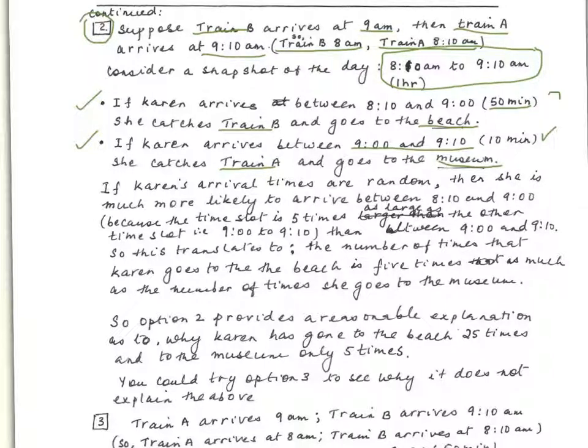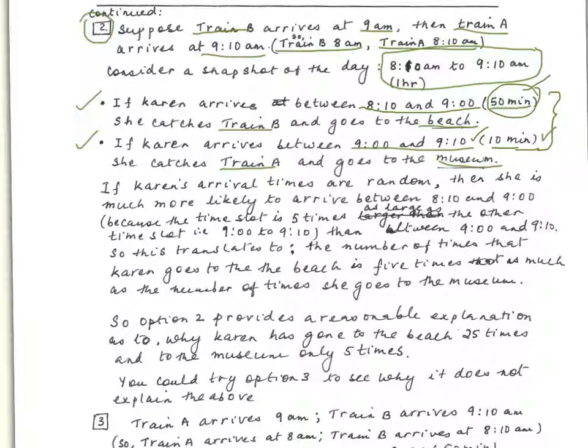Now let's look at these two time slots. Remember that Karen's arrival time is random. She could come any time between 8:10 and 9:10. But if I ask you, is she more likely to arrive between 8:10 and 9, which is a 50-minute time slot, or is she more likely to arrive between 9 and 9:10, which is a 10-minute time slot? I'm sure you're going to say it is the 50-minute time slot because that time slot is larger than the 10-minute time slot. So this is more likely to happen.